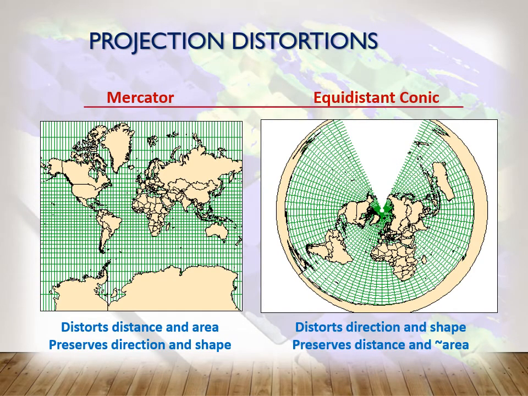You could see some differences between, let's say, the Mercator projection and the equidistant conic. These are again some complex concepts, so let's talk about this again. Mercator, remember, distorts distance and area, but it preserves direction and shape. This is the shape of Greenland, but it's not the size. Whereas in equidistant conic, distance is the key term. That means it preserves distance and area to a certain extent, but it distorts direction and shape.